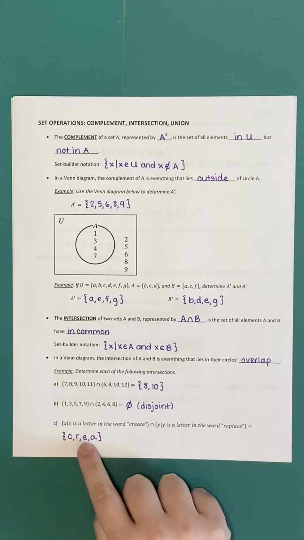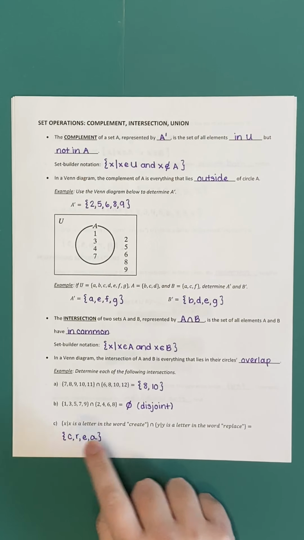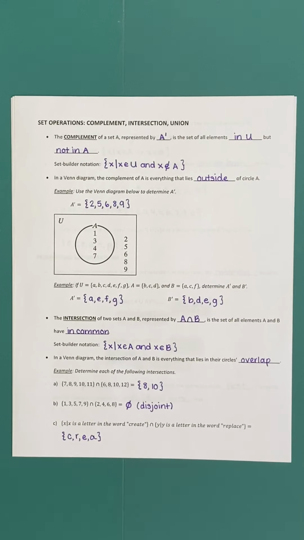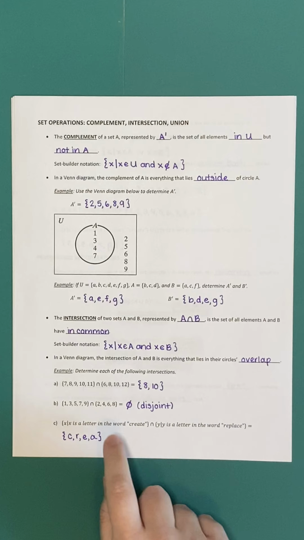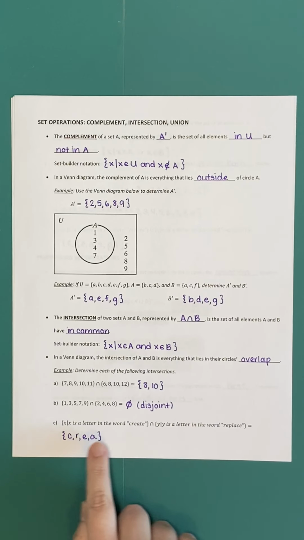Because we already have E considered part of the intersection, we don't want to duplicate it with that second E, even though that second E can be found in one word and the other. And again, we don't need to look at this next word, because if we didn't already match it, we're not going to be able to match it backwards. So our intersection is going to be the letters C, R, E, and A.